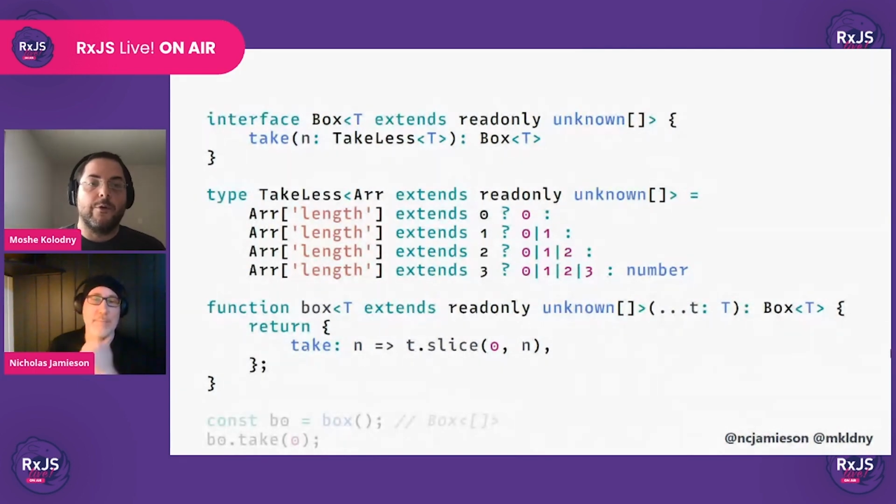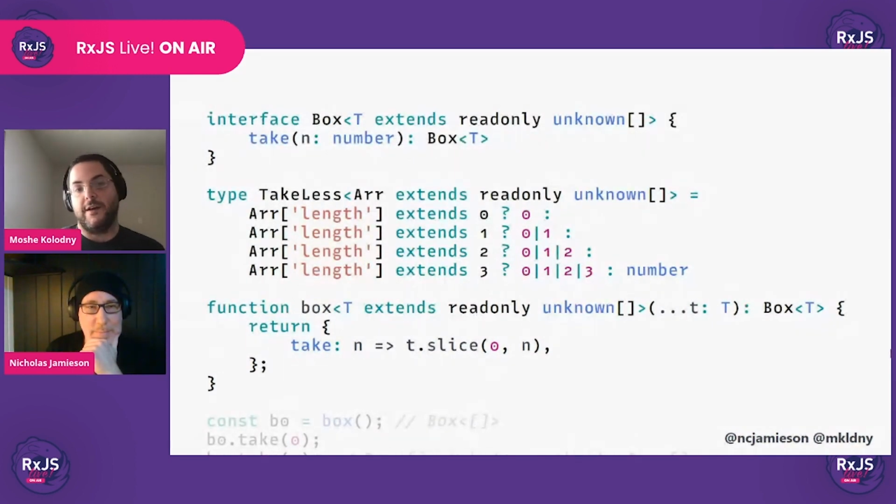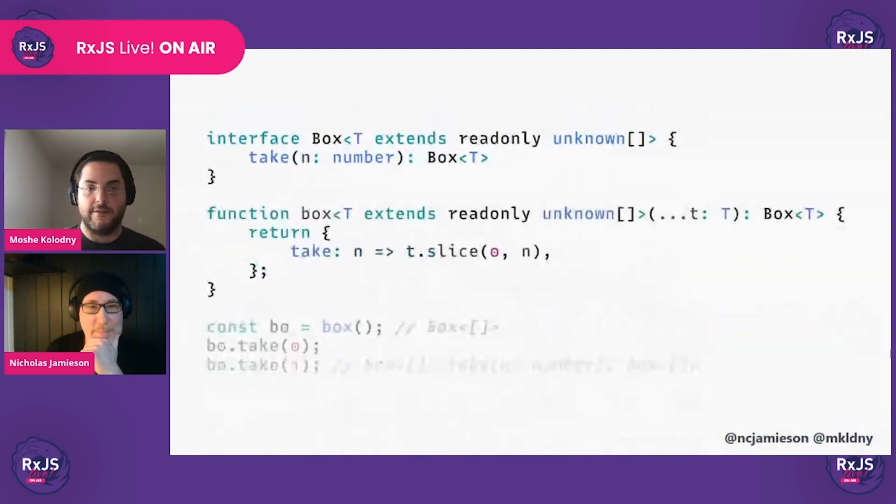So what we're going to do is remove the constraint of n to be only TakeLess of T, and we're going to turn it back to number. Then we don't need that type helper anymore, and that gets rid of some of the complexity that we needed.